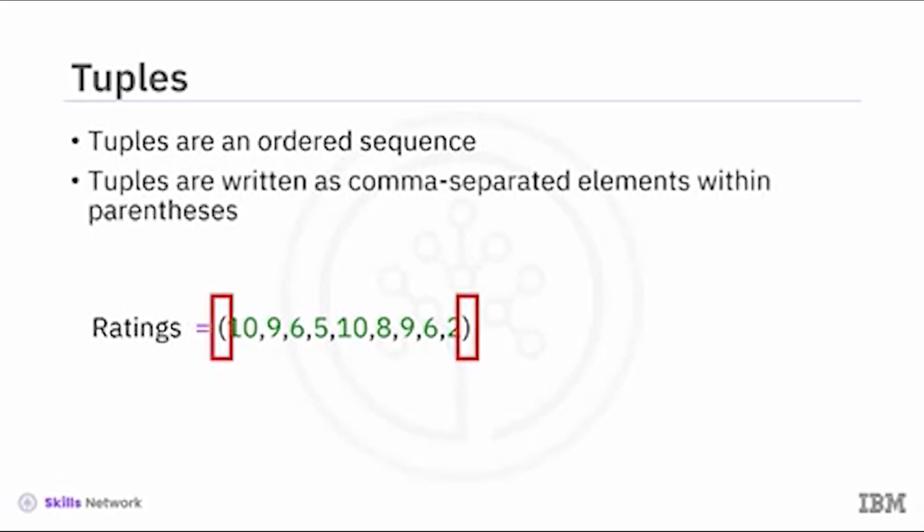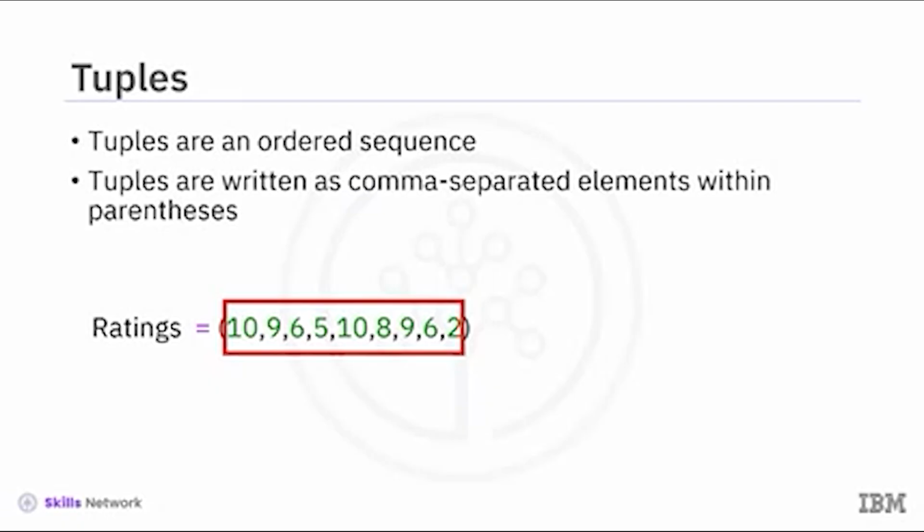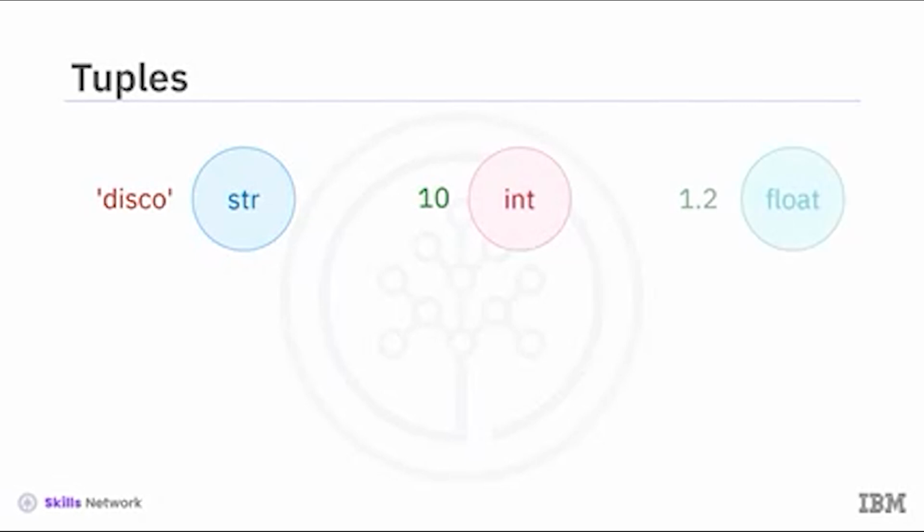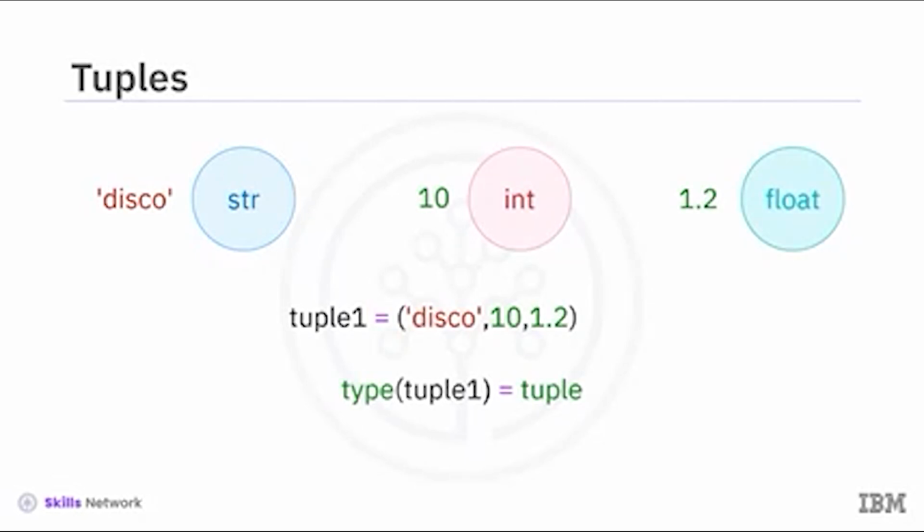Tuples are expressed as comma-separated elements within parentheses. These are values inside the parentheses. In Python, there are different types: strings, integer, float. They can all be contained in a tuple, but the type of the variable is tuple.